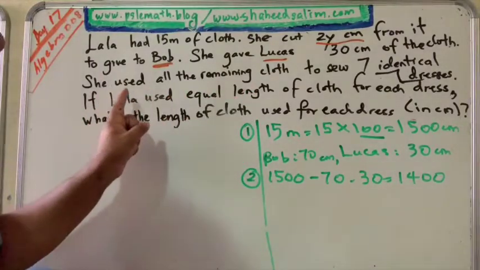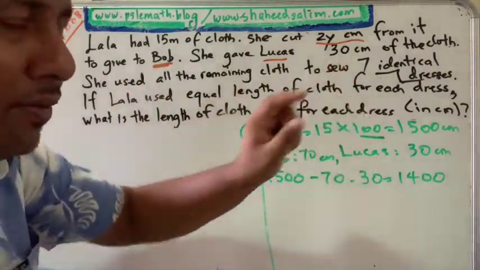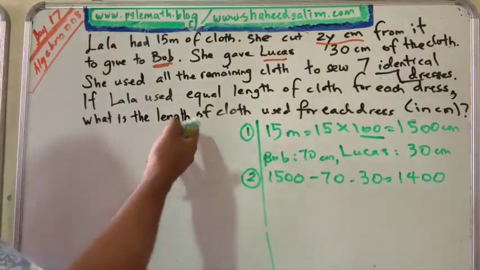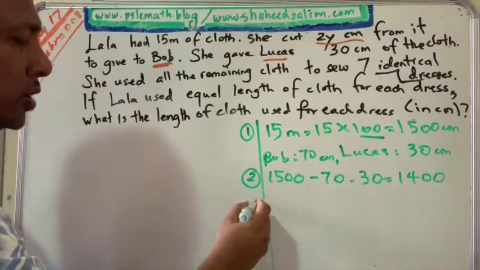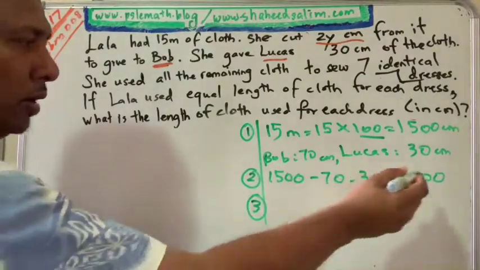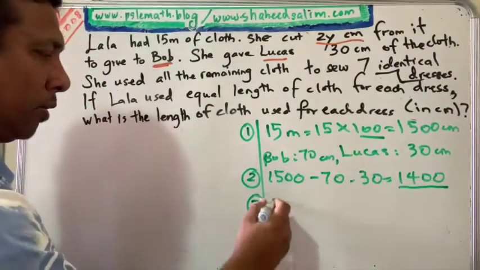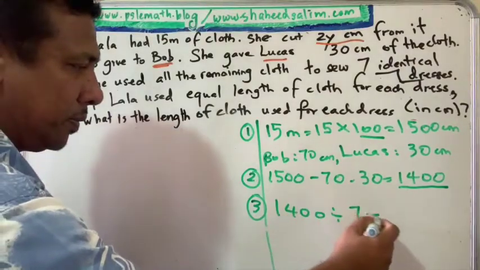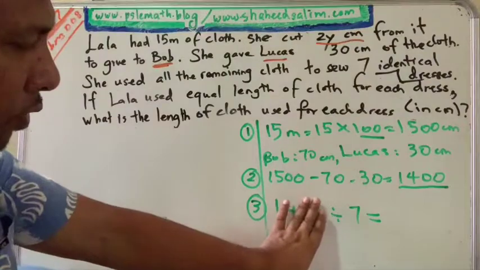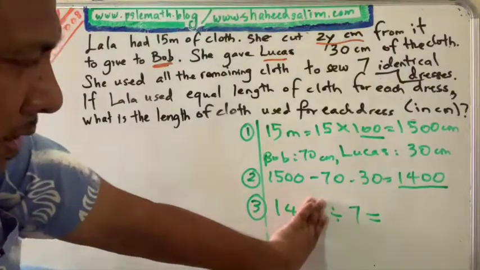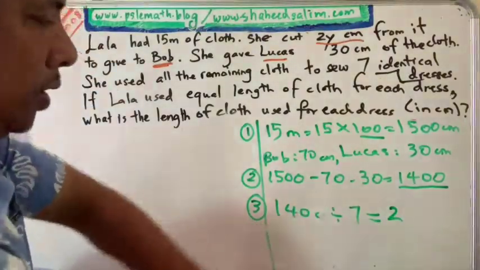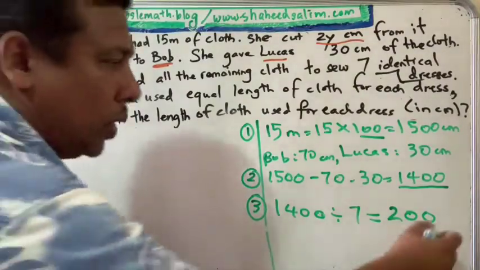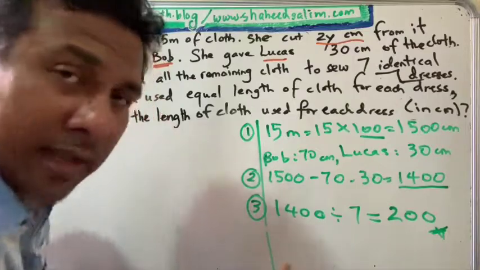And the question states that she used all the remaining cloth to sew 7 identical dresses. So if you want to find the length that is used for each dress, step 3. What is step 3? This remaining amount of cloth divided by 7. We cover the 0s. 14 divided by 7 you get 2. Add the 2 zeros back. 200 cm. This is the answer.